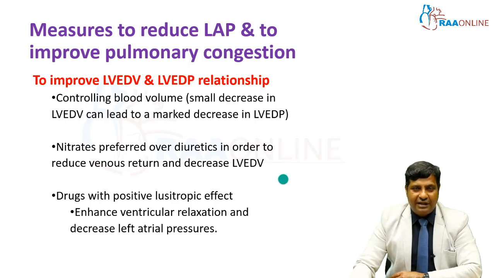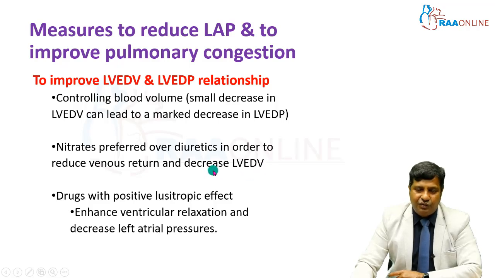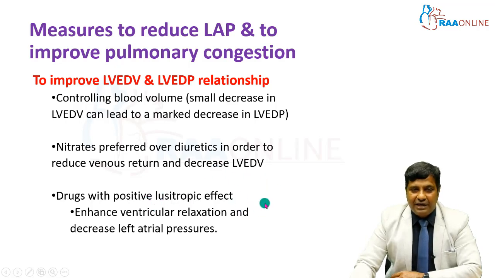There are two methods, either you can use nitrates or diuretics, but in this situation nitrates are preferred over diuretics, because most of these patients will already be on diuretics and will have a constantly contracted intravascular volume. So if we use diuretics, it has to be done very cautiously. Or you can use other drugs with positive lusitropic effect. Drugs with a lusitropic effect enhance ventricular relaxation and reduce the left atrial pressure.